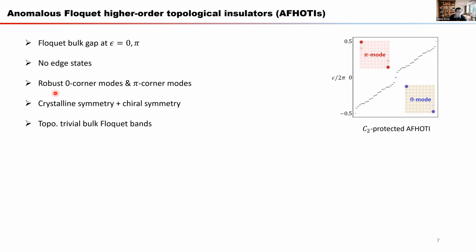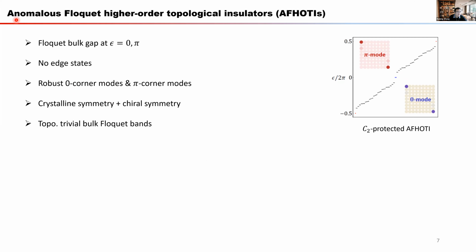For this kind of anomalous AFHOTI, we will also require the existence of both crystalline symmetry and chiral symmetry to guarantee the robustness of the corner mode. The requirement of the chiral symmetry is pretty easy to understand, because we want to pin these corner modes at those special energies. Otherwise you can locally perturb these corner modes such that they shift energetically up and down and merge with the bulk bands.